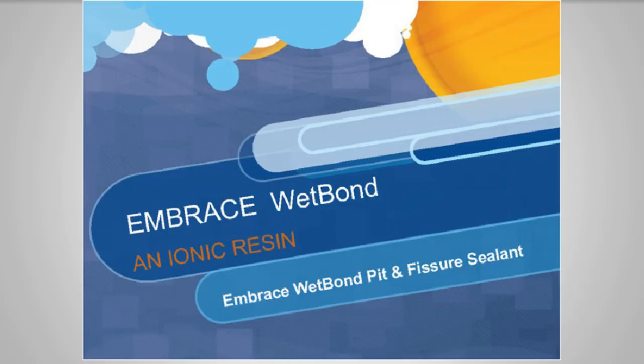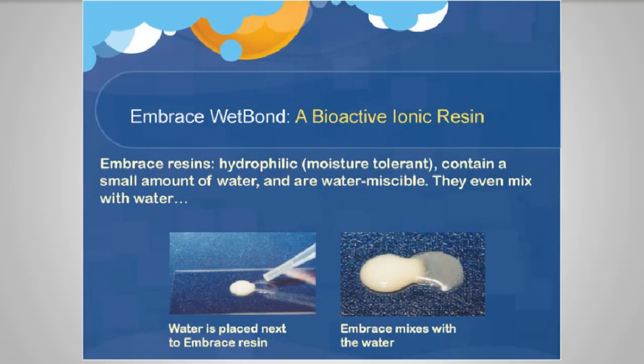An interesting material, and one of the ones that we're going to be highlighting this evening that was created a few years back, is this Embrace Wet Bond Pit and Fissure Sealant, which is an ionic resin from Pulpdent. This material is rather unique in that it enjoys and works with water. It is hydrophilic, moisture tolerant in nature, contains an actual small amount of water, and is water miscible. And you can even mix it with water, as you can see on the lower right-hand side.